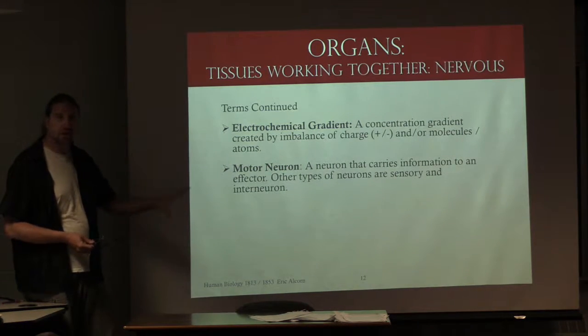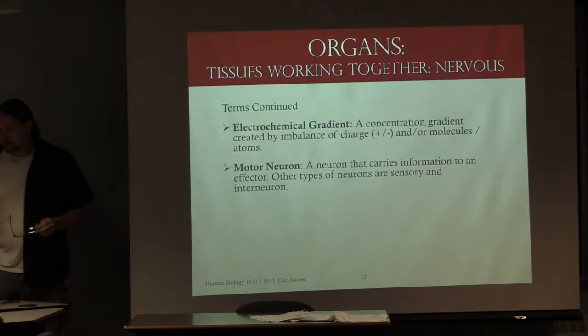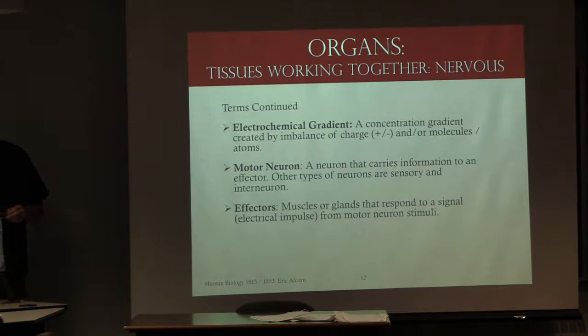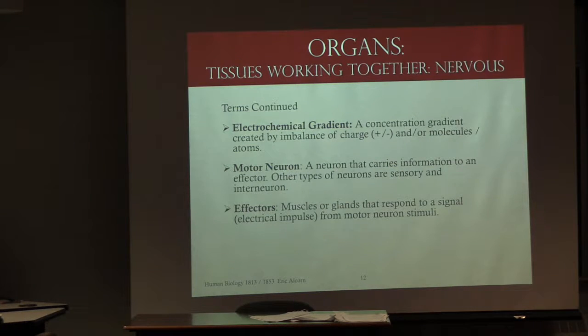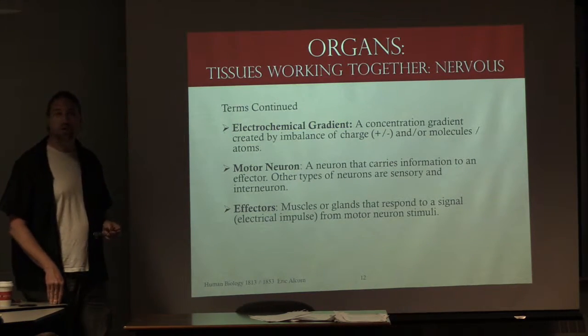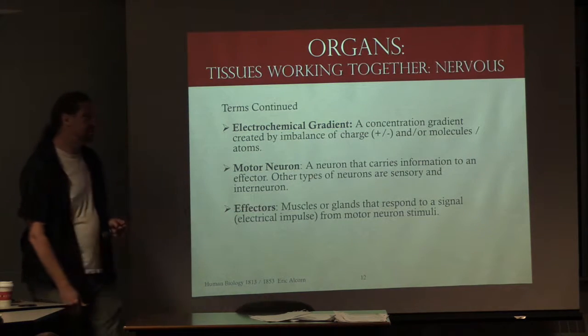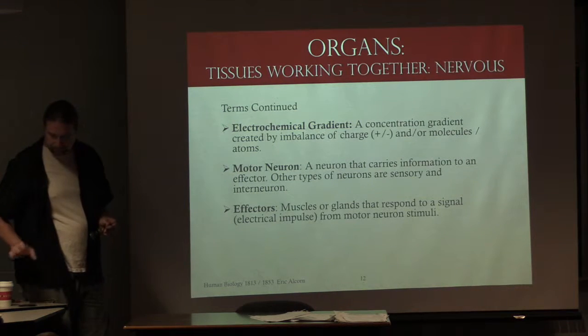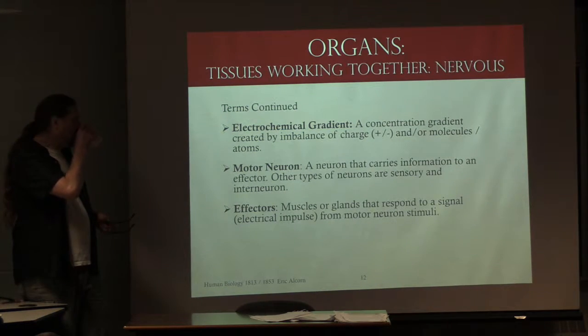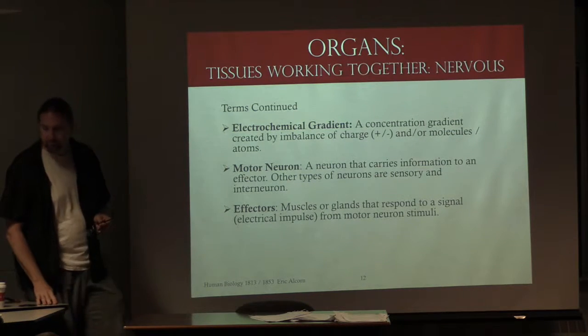They affect change somewhere else. But that's what we're going to be concentrating on. Effectors, which I've just mentioned, are the tissue or the cell or the organ that is impacted by or responds to the signal from the motor neuron. In this case, it's going to be skeletal muscle.